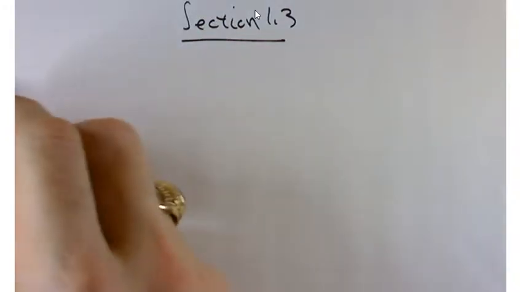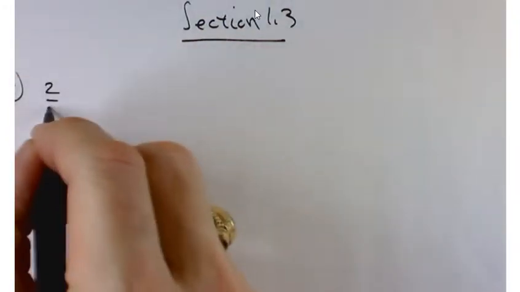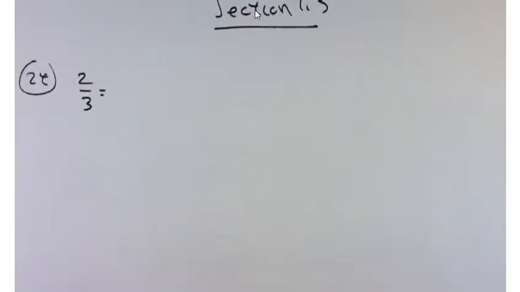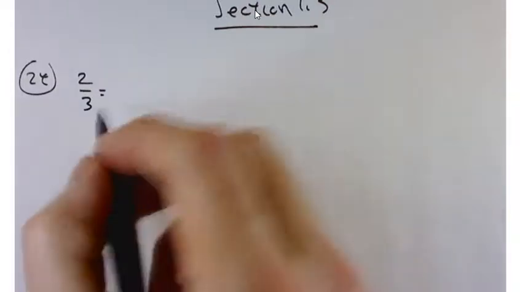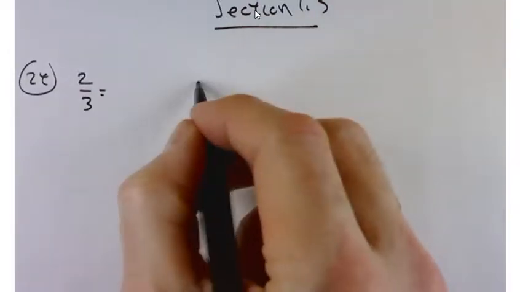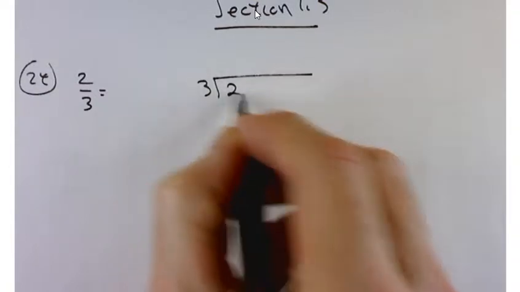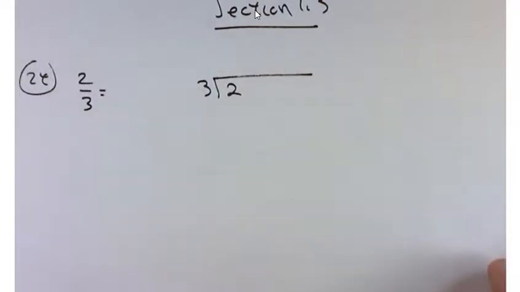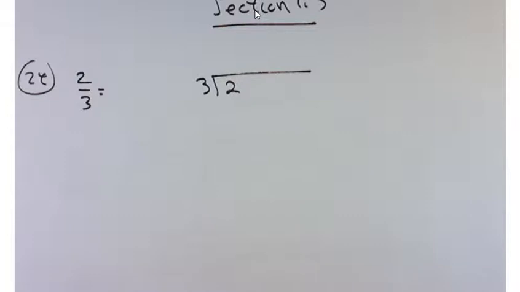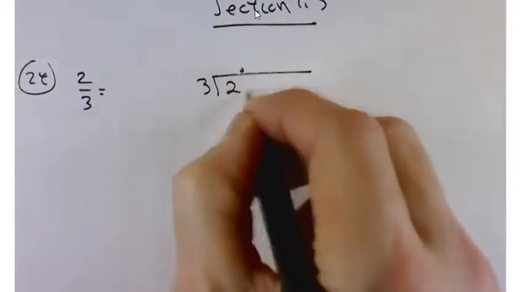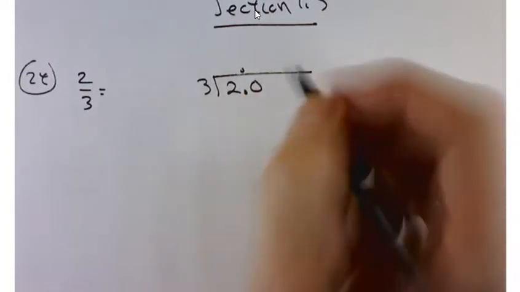They ask you for a decimal equivalent to 2/3. So to find a decimal here, what you can do is start by dividing the numerator by the denominator. 3 into 2. And you don't get very far, do you? Well, 3 doesn't go into 2. So let's add a decimal point and then throw in a 0.